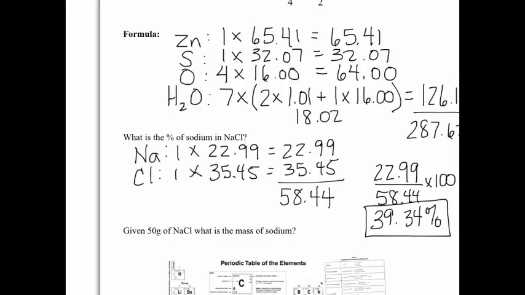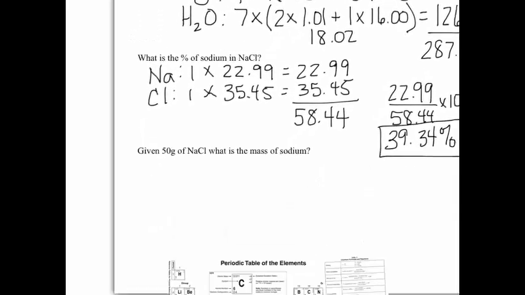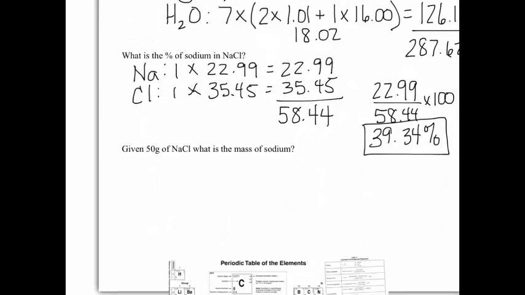The only thing they could do to make this harder, which some of you guys may be thinking, gee, this is pretty easy, is to give you a mass. Say they have 50 grams of sodium chloride, and they want to know in that sample what's the mass of sodium. So you still have to do the first steps that you saw in the previous problem, where you end up with at least this much, the 22.99 over 58.44. That's the proportion of the mass of sodium in the total mass of sodium chloride.